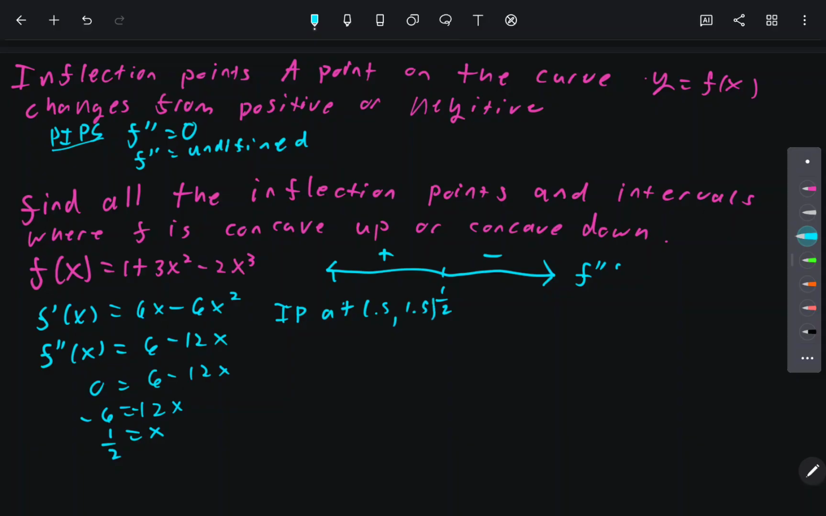Well, from our wonderful little diagram here, we also know where f is concave up or concave down. So f is concave up from negative infinity to 1/2. And f is concave down from 1/2 to infinity. You may have noticed that I am not including the endpoints here. That's just proper math notation. We do not include endpoints whenever it comes to concavity.